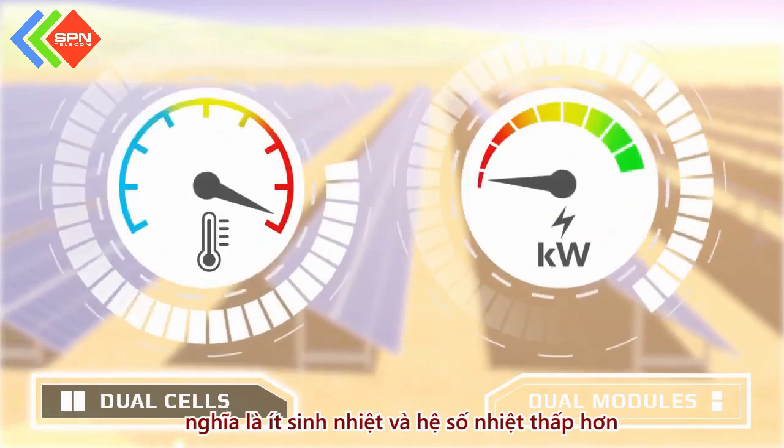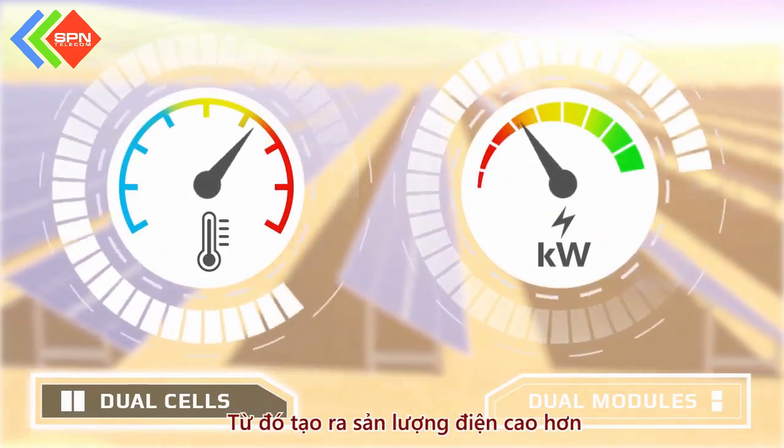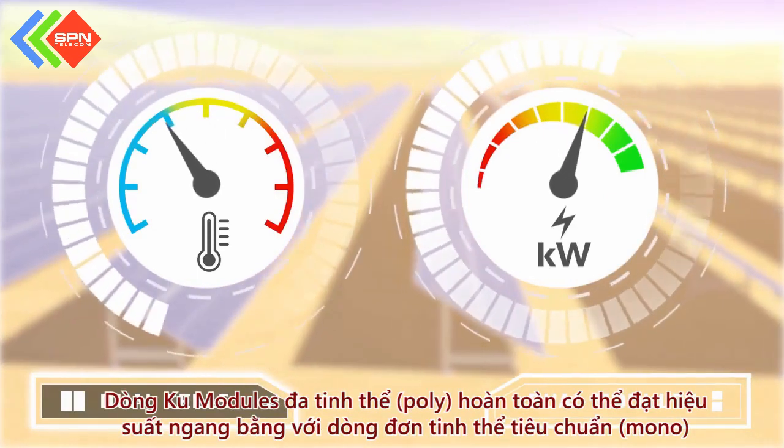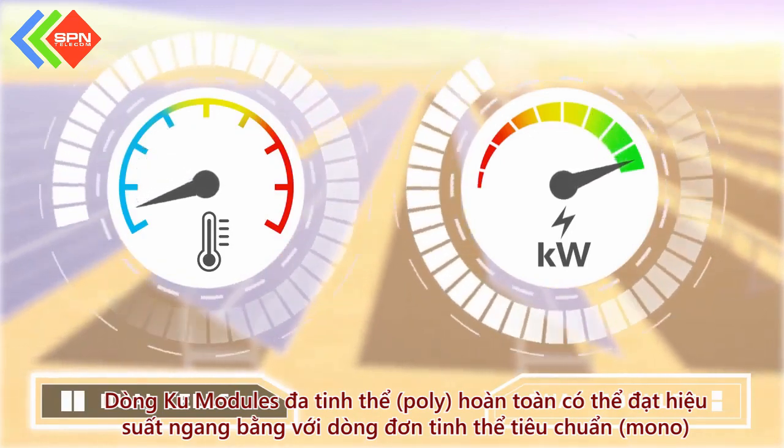Because the module operates cooler and has a better temperature coefficient, it can generate a higher power output. Polycrystalline Ku modules are available at the same power classes as standard monocrystalline modules.